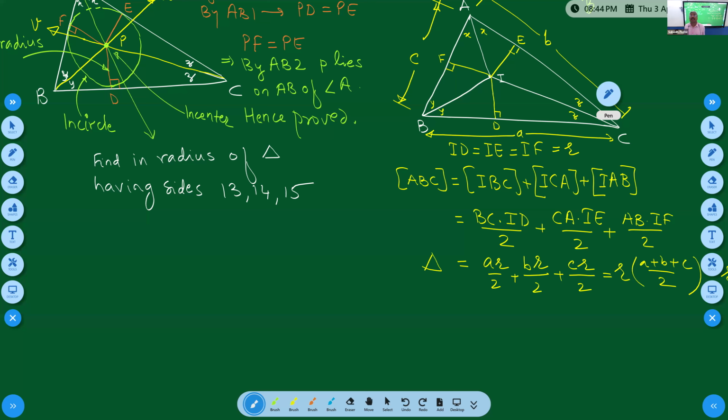Inradius is 4 because s was known to us, 21. Area is 84. Area is 84, which is equal to r into 21. Therefore, r is equal to 4. Inradius is 4. Good.